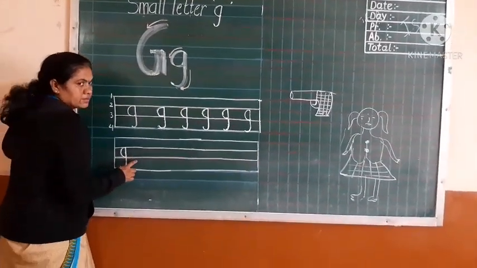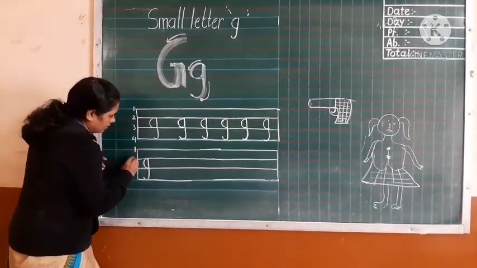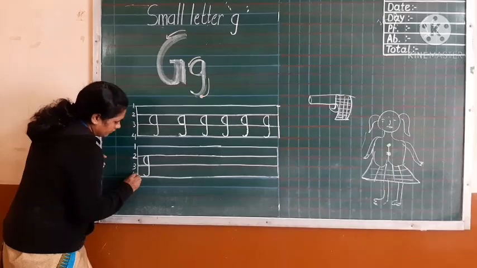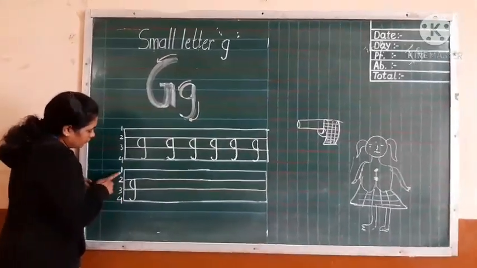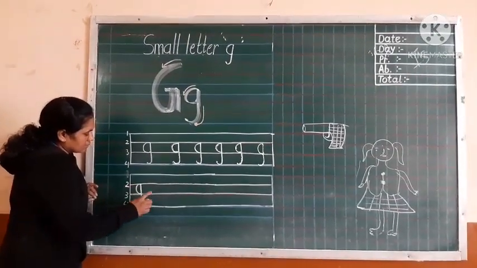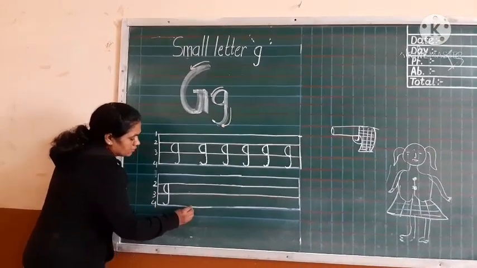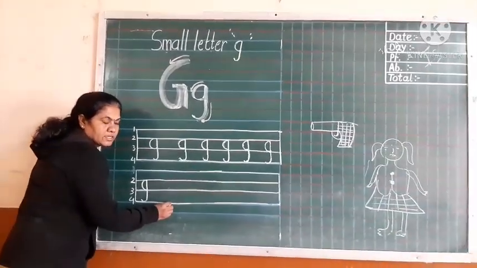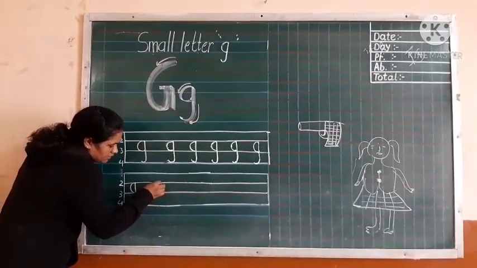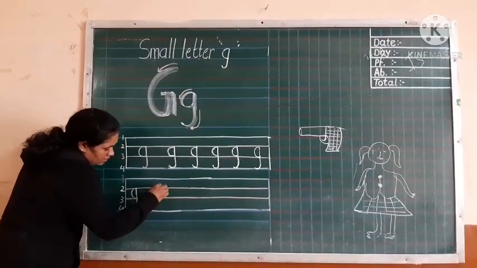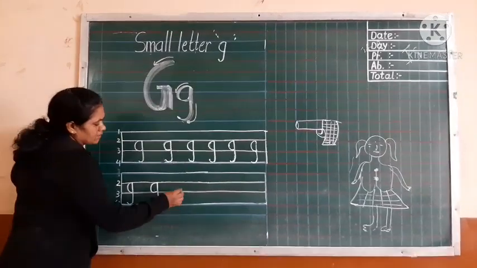Look at here student. Here 4 lines are 1, 2, 3 and 4. But we have to use only 2, 3 and 4. Okay. Look at here. 2, 3 and 4 down side, we have to touch the 4th line. Okay. First little curve up to down, standing line and little curve.